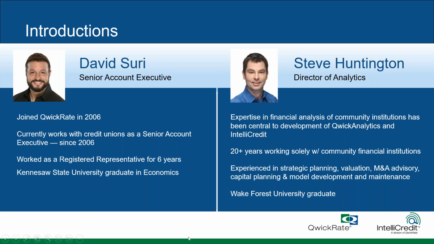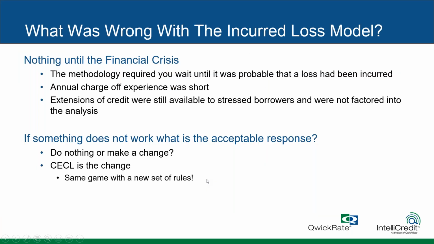All right, let's talk about CECL. What's wrong with the incurred loss model? One of the comments we hear on our demos is, what's wrong with the incurred loss model? Why the change? This all goes back to the last crisis. And in FASB's opinion, they felt that the incurred loss model did a disservice to financial institutions by allowing them to not acknowledge losses until they were probable.